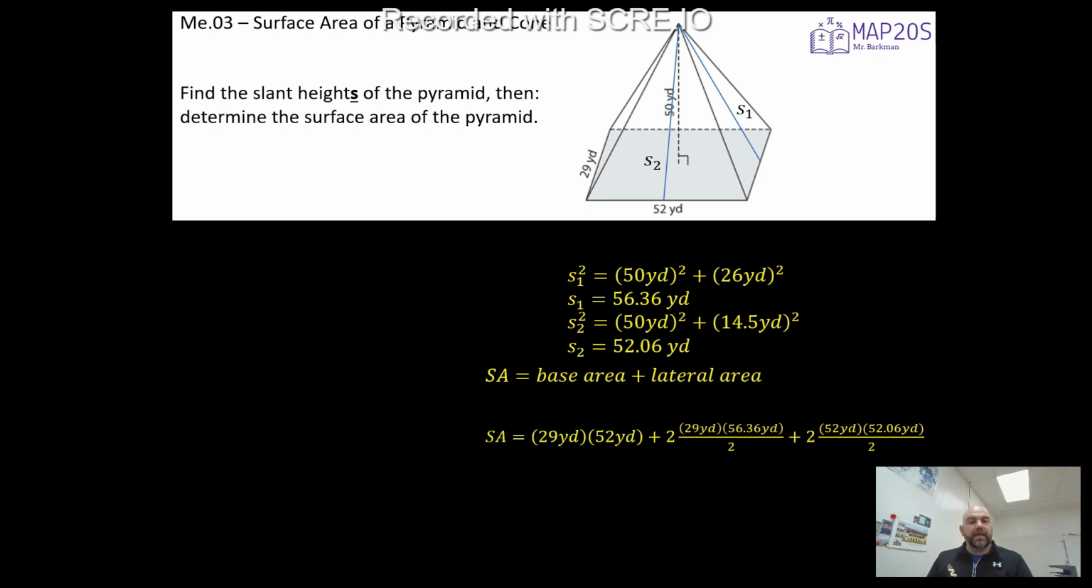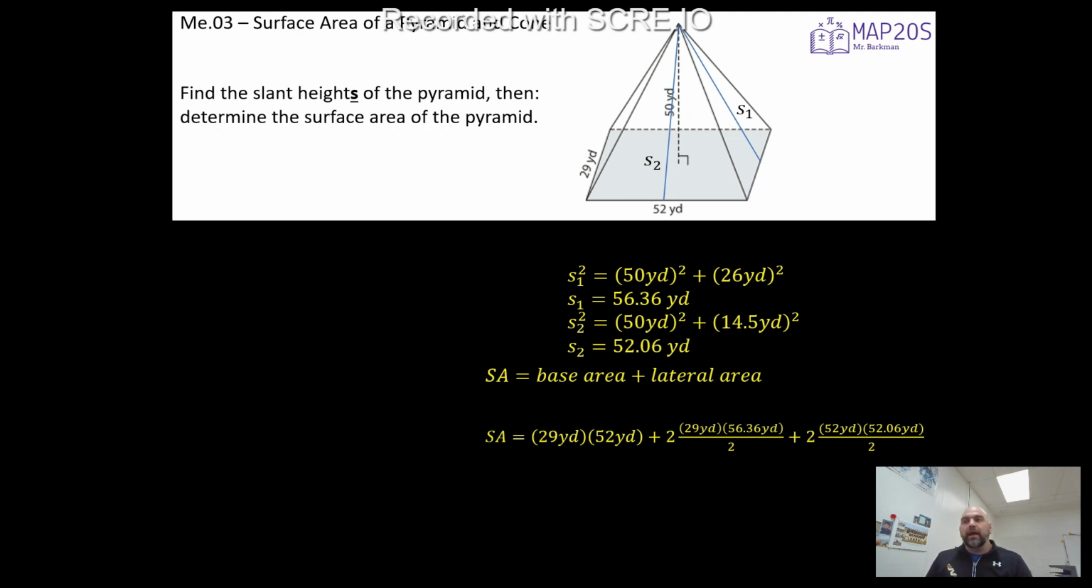The second part, I'm looking at the two sides. Okay, so left and right, the 29 by 56.36. So I have two of them. So you'll see that triangle in there, 29 times 56.36 divided by 2. That's the triangle. And then we multiply it by 2 because there are two of them. Now, some of you might see that if we're multiplying and dividing by 2, we actually don't have to do that. If you recognize that, use it, but don't forget why you did that. So that's going to be for the left and right triangles. The last part there is for the front and back triangles. They're a base of 52 and a slant height of 52.06 yards.